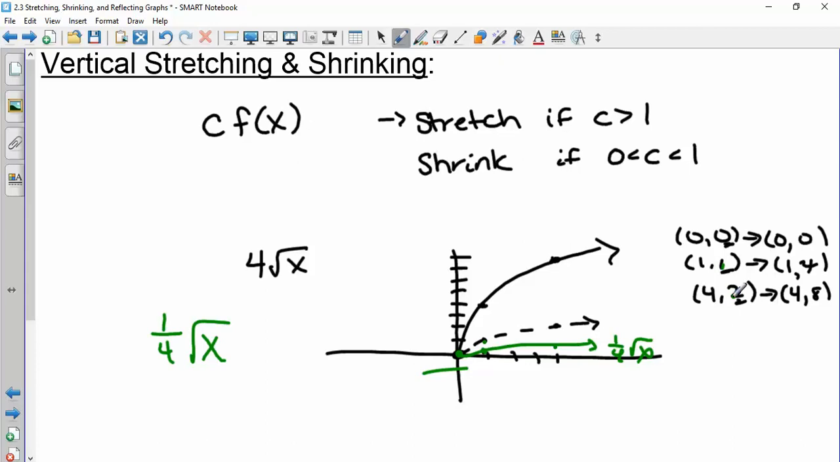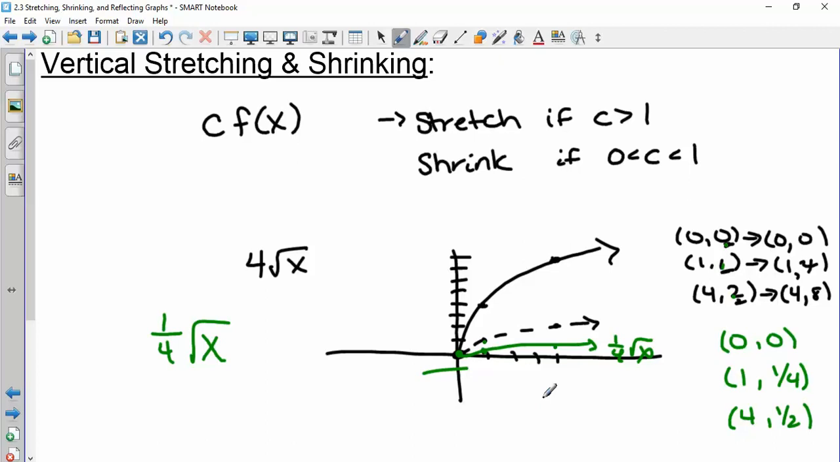Wait, what do you do with the 1/4? I essentially did the same thing, but I took my y values times 1/4 this time. So the x's still don't change. 0 times 1/4 is still 0. 1 times 1/4 is 1/4. 2 times 1/4 is 1/2. And so that's how I got the new points.